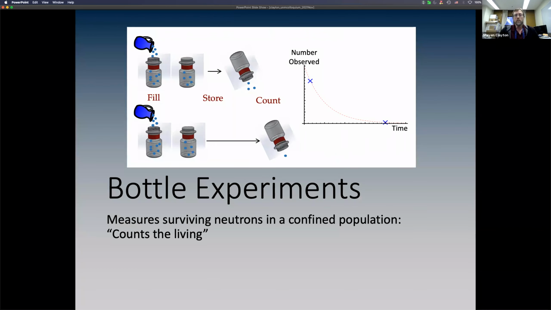So let's move on to the bottle experiments. So in this case, again, with this cartoon, we measure the surviving neutrons in a confined population. It basically counts the living, or counts the survivors, you would say. So we don't care how they disappeared, we just count whatever's left.